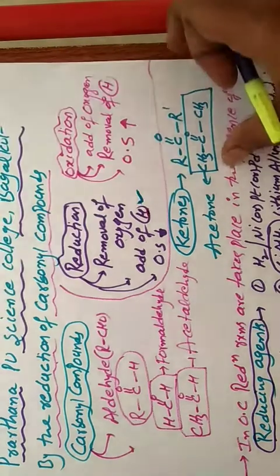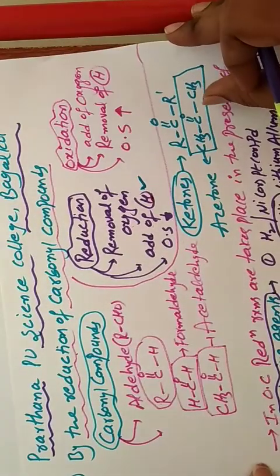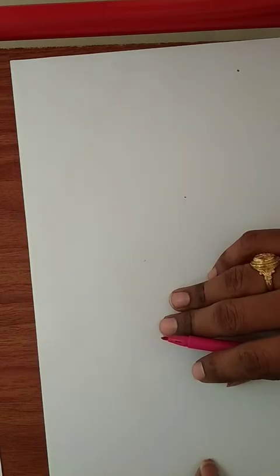Okay, so next, now we will go to the main reaction. In this case, the first reaction. In the third reaction, the first one we will explain. So the first reaction: aldehydes are reduced to alcohol.